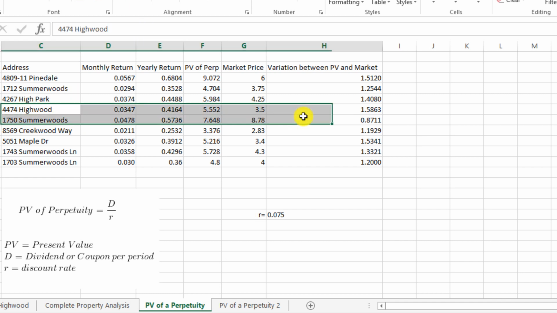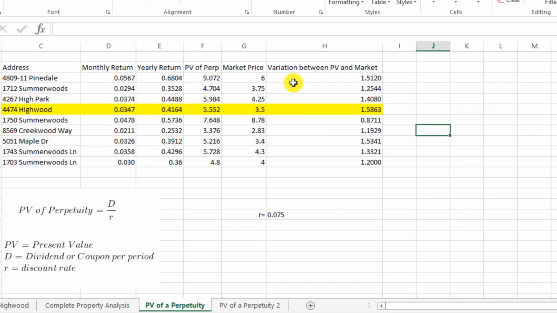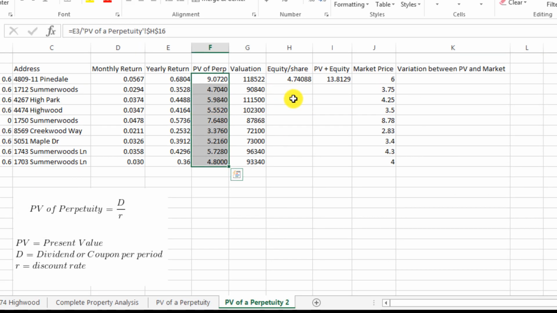So let's save this for now. This was the best choice using this method of valuation. We're going to compare that with what we find here in just a moment. So here you can see I already filled out the present value of perpetuities. Again, I use that same 0.075 for the discount rate. Now for equity divided by share price, I already have the formula here, but I just wanted to illustrate it so that you guys know where I'm getting these from.